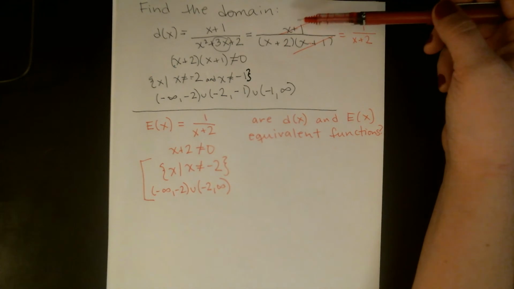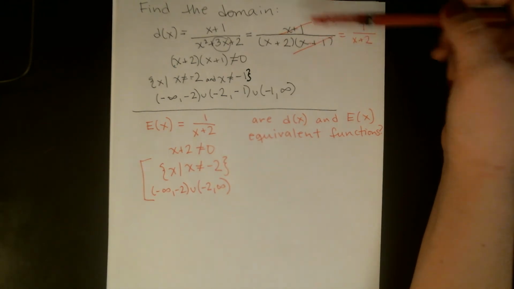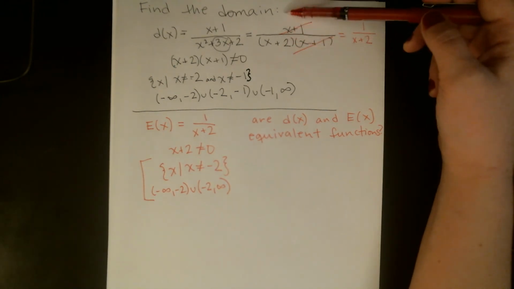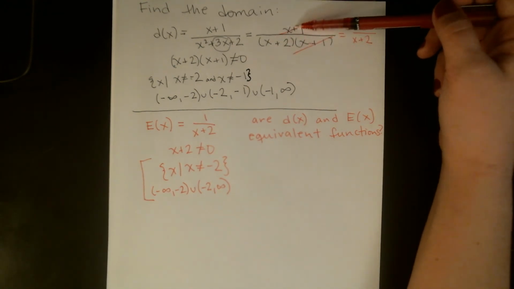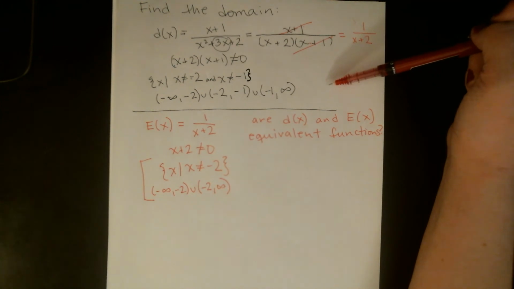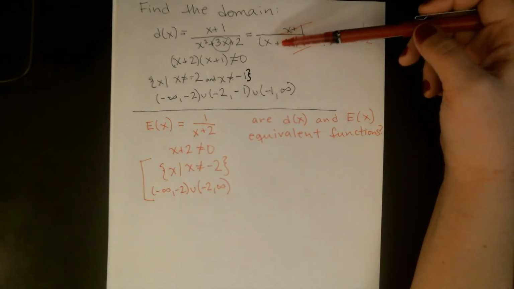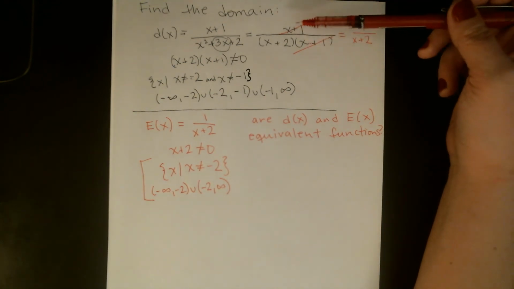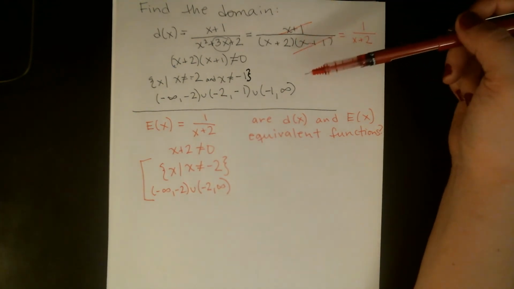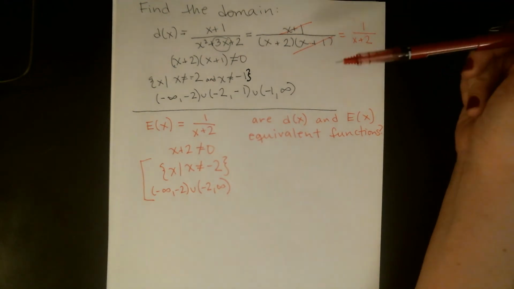If you plug in 0, you're going to get a 1 on top and a 1 in the bottom. That wipes out, and all you're left with is a 1 over 2. If you plug in 3, you're going to get a 4 on top, 4 in the bottom that'll cancel out. All you're left with is a 1 over 3 plus 2, 1/5. But if you plug in -1, you're going to get 0 over 0, which is still undefined. 0 over 0 does not cancel out.